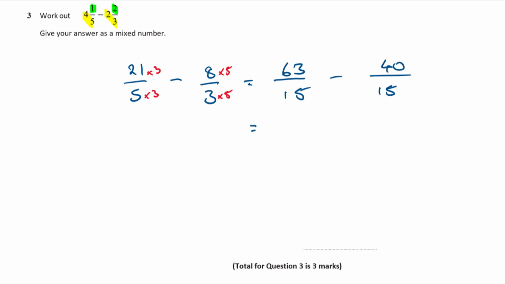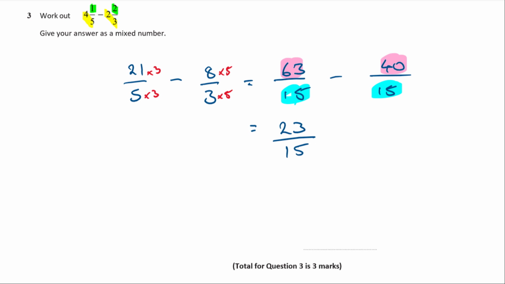Right, now we're cooking on gas. Right, so what's going on here now? I've got two numbers with the same denominator. So if I want to subtract them, then I just subtract the numerators, don't I? So 63 minus 40, that is 23. So 23/15. Are we done?